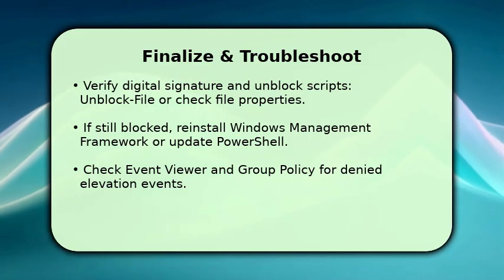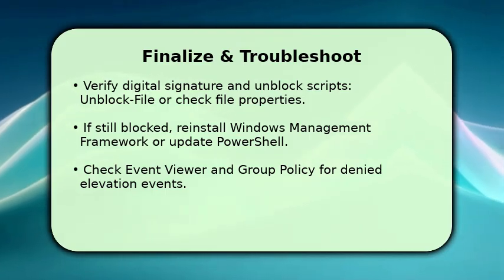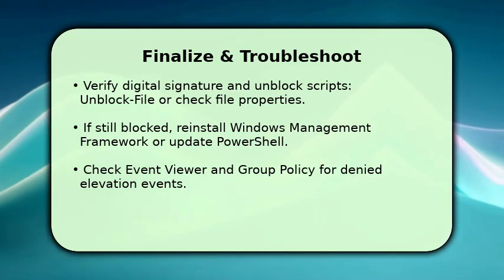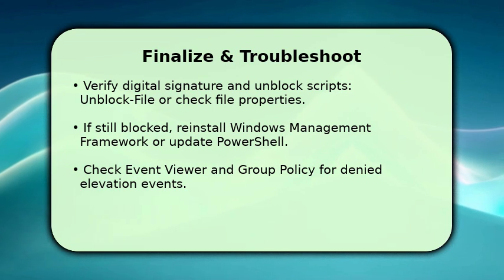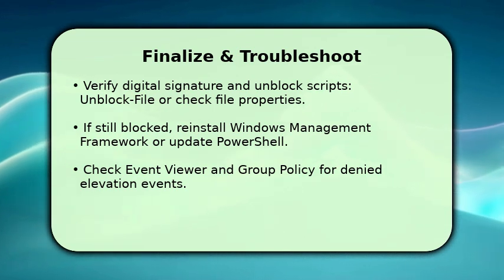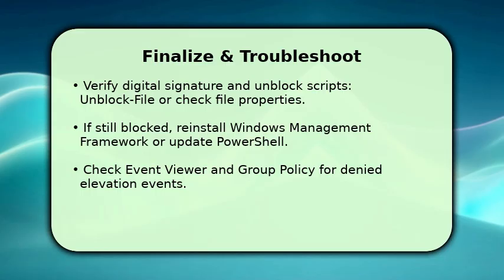Finally, check Event Viewer and Group Policy Editor for denied elevation events or applied policies. If problems persist, run PowerShell as another admin account to isolate profile-specific issues. This single troubleshooting step often reveals the cause.